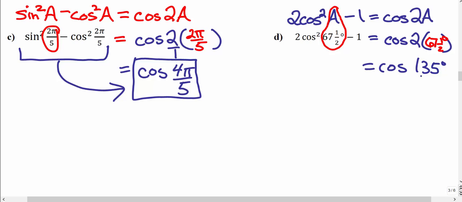And since this is an angle that we are familiar with, we're going to actually evaluate that. Cosine of 135 degrees is minus square root of 2 over 2. That's our 45-degree reference angle family and lives in quadrant 2. So cosine would be negative square root of 2 over 2.